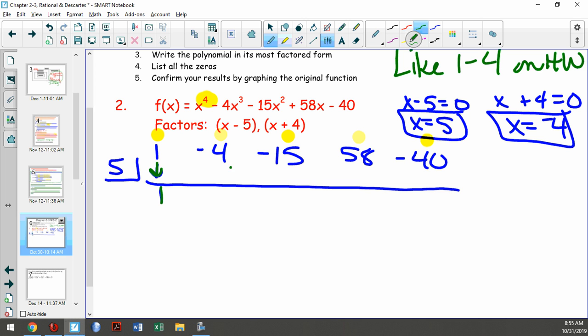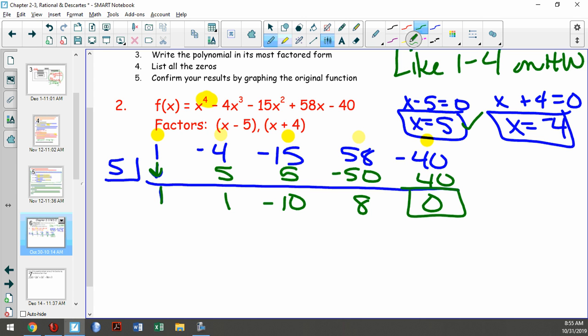Multiply the diagonal, that gives me a 5. Add vertically, 5 and negative 4 is 1. 1 times 5 is 5. This gives me a negative 10. Times 5 gives me negative 50. Plus 58 gives me an 8. And 8 times 5 gives me a 40. 40 and negative 40 give you 0. What did I just verify? That this is indeed a factor. Do we understand that? Now, since I proved that and I did synthetic division, what happens to the degree of this polynomial?